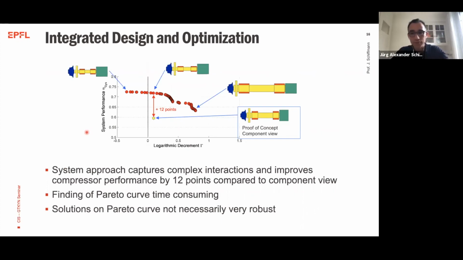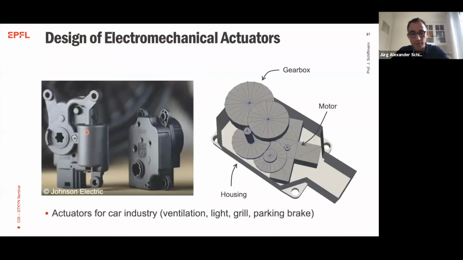Now, before wrapping up, I would just like to briefly discuss another application where we have applied this integrated design approach to a very concrete design problem in industry. The design problem that I have shown now, a gas bearing supported turbocompressor, is not necessarily something that exists on the market. So this is something really novel.